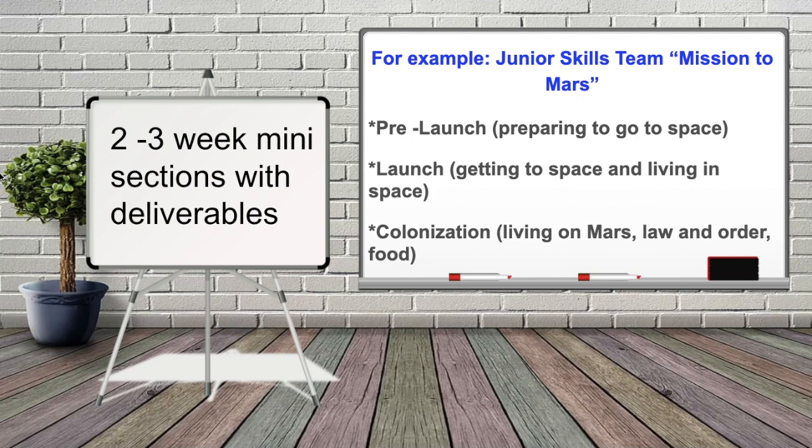It was amazing. So when we were thinking about our 2 to 3 week mini sections with deliverables, things that kids could turn in all of the time, we just split it into 3. Pre-launch, preparing to go to space. Launch, getting to space and living in space. And then colonization, living on Mars, law and order, food, that sort of thing. All of this was amazing for physics. And in history, it was great because we ended up going to the Chicago History Museum, which is basically about colonizing the city of Chicago.